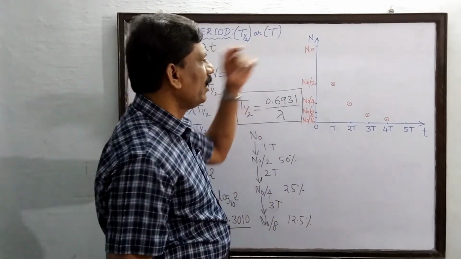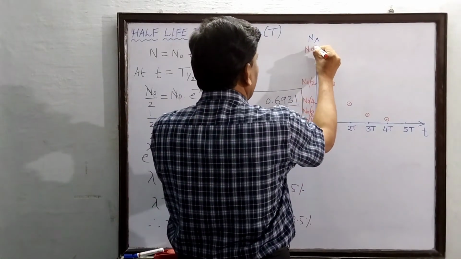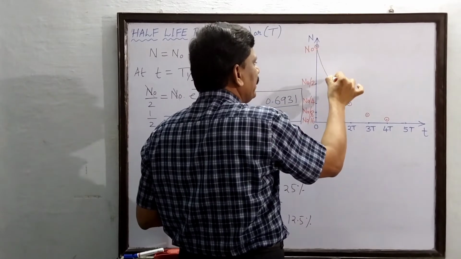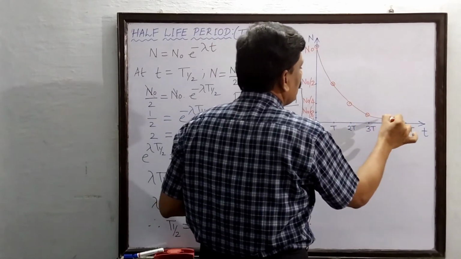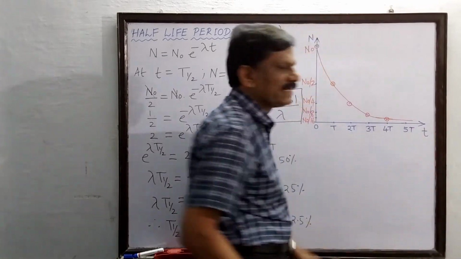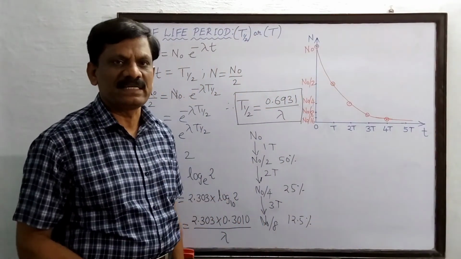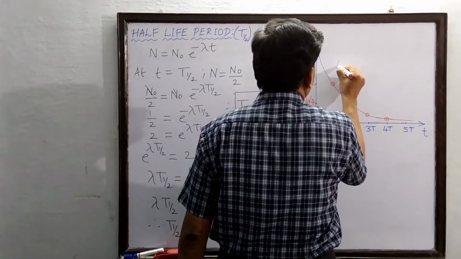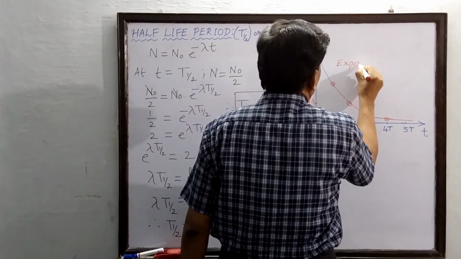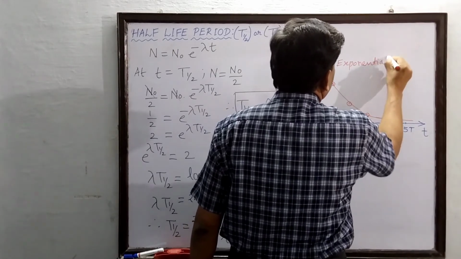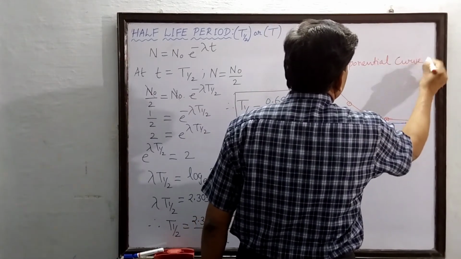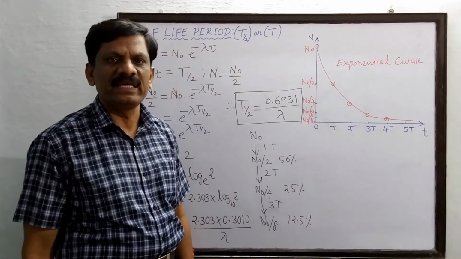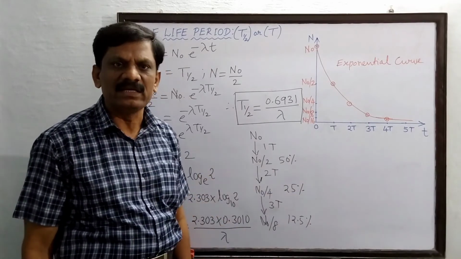If I join all these points, the first point lies on the y-axis. When I join all these points, you can see a curve, and this curve will go very close to the x-axis, but it will never touch the x-axis. Such a curve is called an exponential curve, or in general this is called the decay curve.